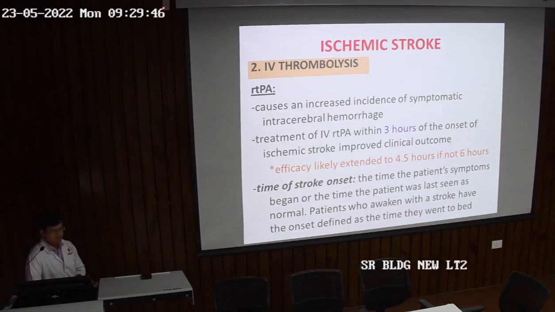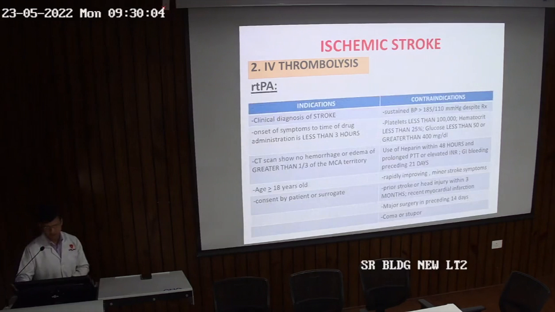Because it has been seen that when these patients go for thrombolysis with rtPA within 6 hours of ischemic stroke, the chances of mortality are less. But if the thrombolysis is done after the 6 hours window period, the mortality becomes higher. So these patients should go through IV thrombolysis only when they present within 6 hours of ischemic stroke.